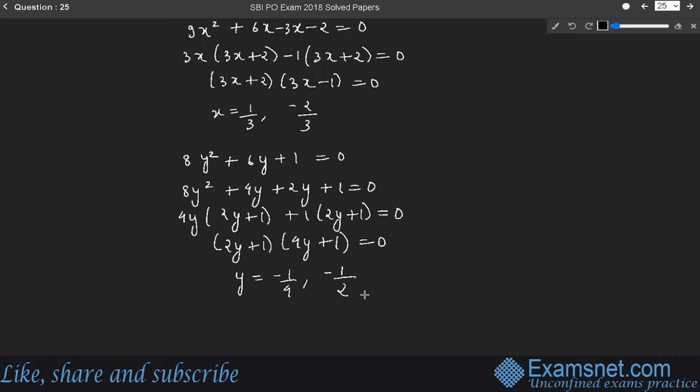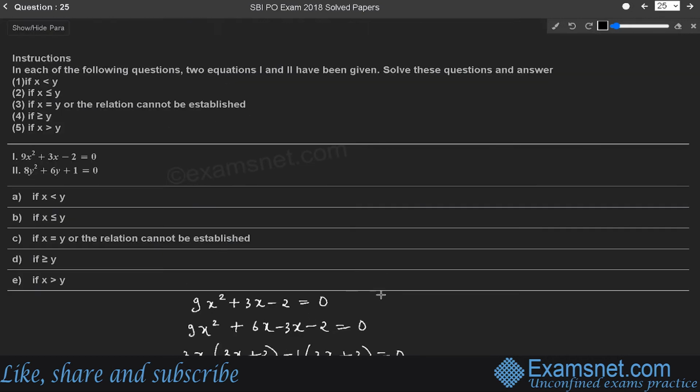It is clear from the values of x and y that no relation can be established here. Therefore, we can say that the correct option will be option number C, which is if x is equal to y or the relation cannot be established. Here the correct part will be relation cannot be established.